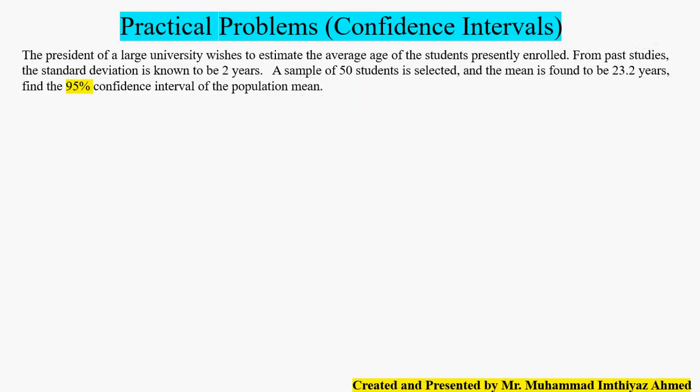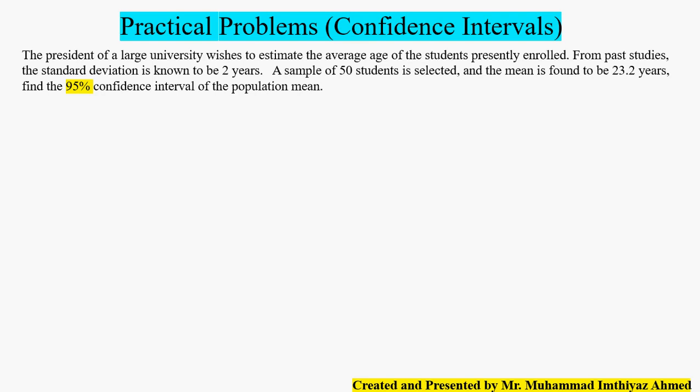Let's see a practical problem with regard to confidence intervals. So let me read the problem for you so that you can understand very clearly. The president of a large university wishes to estimate the average age of the students presently enrolled. From past studies, the standard deviation is known to be 2 years. A sample of 50 students is selected and the mean is found to be 23.2 years. Find the 95% confidence interval of the population mean. So this is the problem.